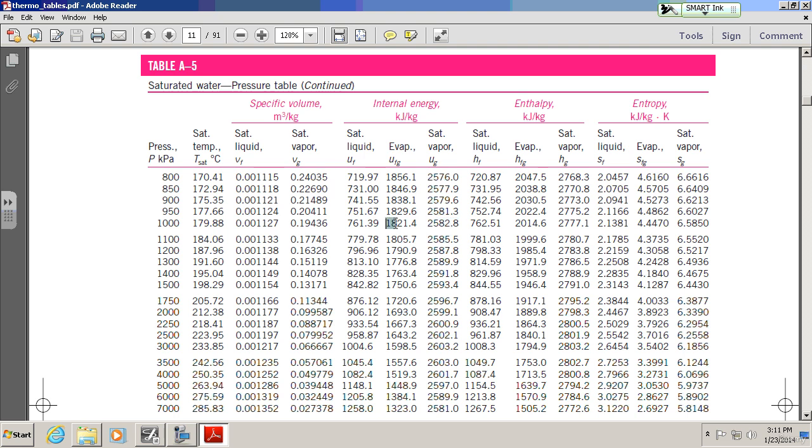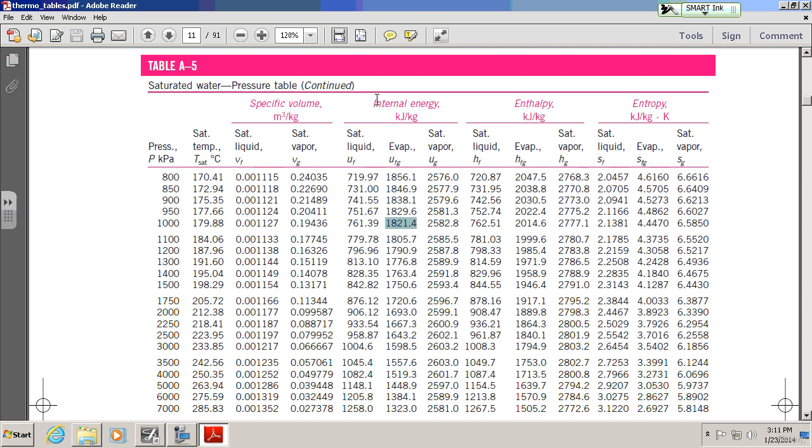Now you may ask yourself, what's this middle number? What's the evap? The evap is just the difference between saturated vapor and saturated liquid. It really does not have to be in the table. If you were to take sat vapor, 2582.8, and subtract 761.39, you would get 1821.4. You will find out very soon how handy that evap term is, but there's not really any new information. It's just the difference between the two.